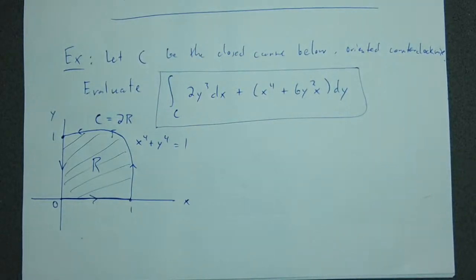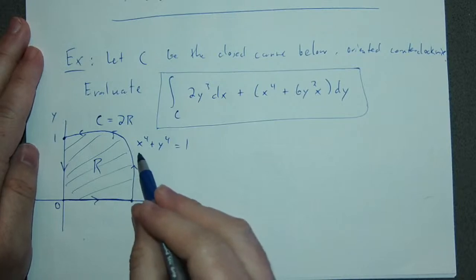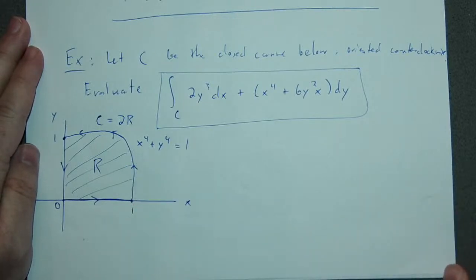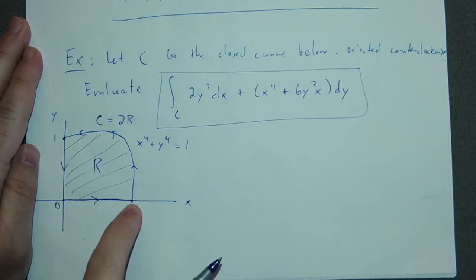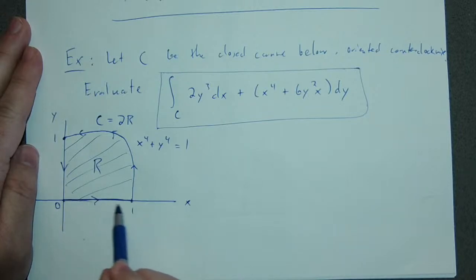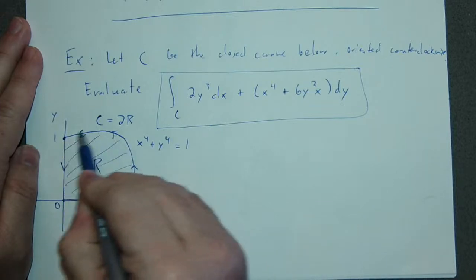So, without using some kind of trick, I would have to come up with a parameterization for this curve. Okay, so first of all, this is a piecewise smooth curve. It has corners here, right? So I would parameterize this linear piece, and then I would have to parameterize this piece.